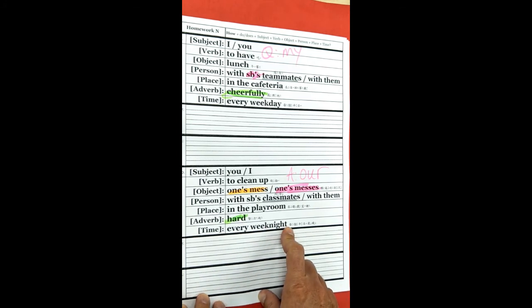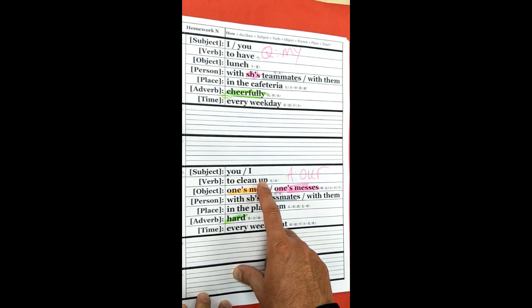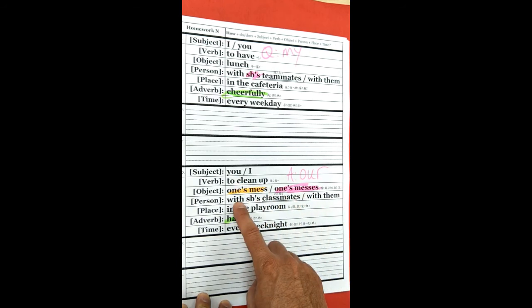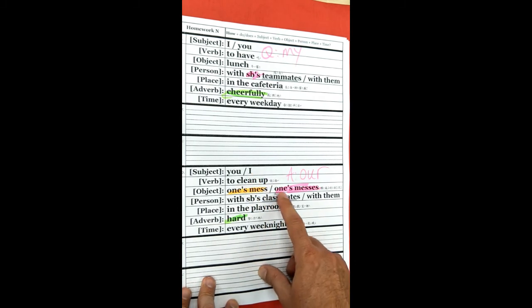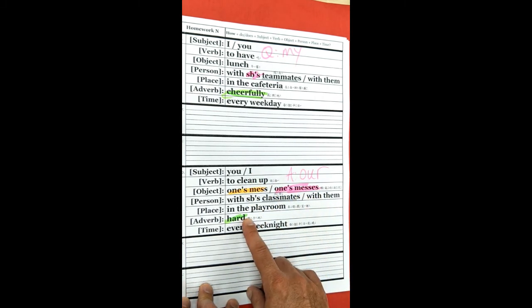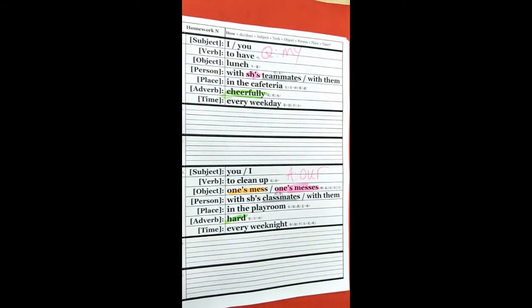Again, one more time. This is a very confusing one. All right. How do you clean up your messes with your classmates in the playroom every weeknight? I clean up our messes hard with them in the playroom every weeknight. All right. Sometimes those possessive pronouns are very difficult. All right. Depends on how you see the question. Okay, very good. Do your homework.